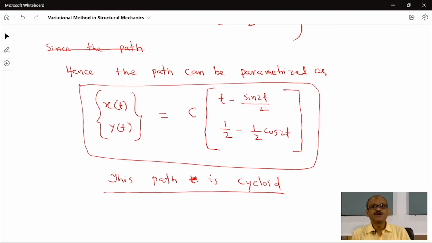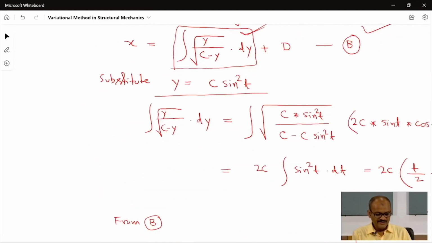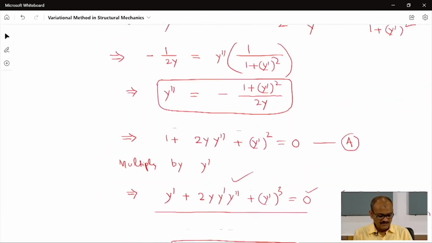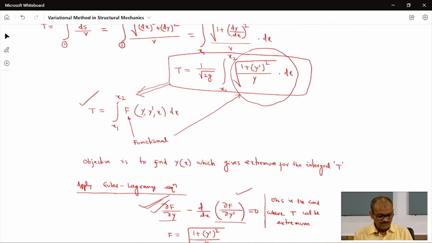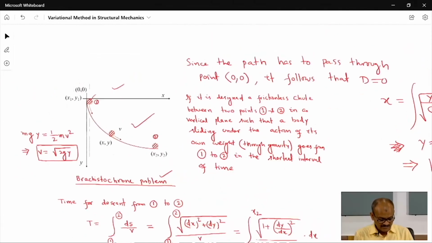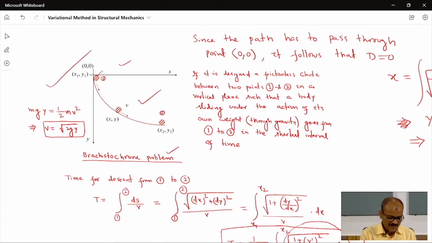So what do we conclude? For this, the profile of the chute in the vertical plane should be a cycloid. This path should be a cycloid, so that the body sliding under the action of its own weight goes from 1 to 2 in the shortest interval of time.